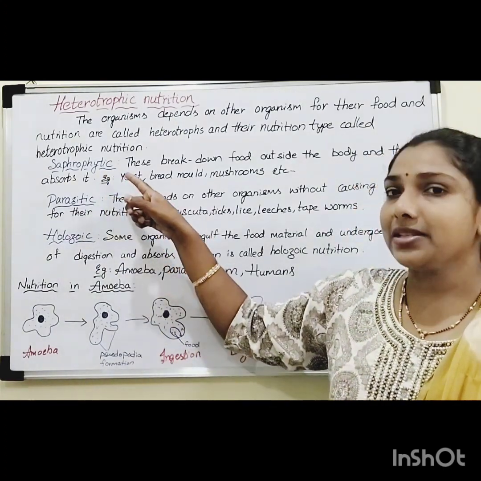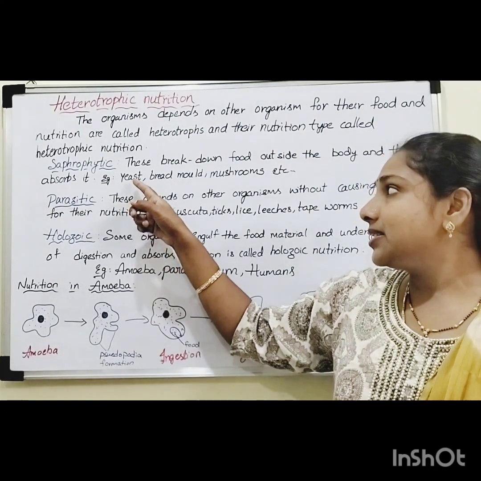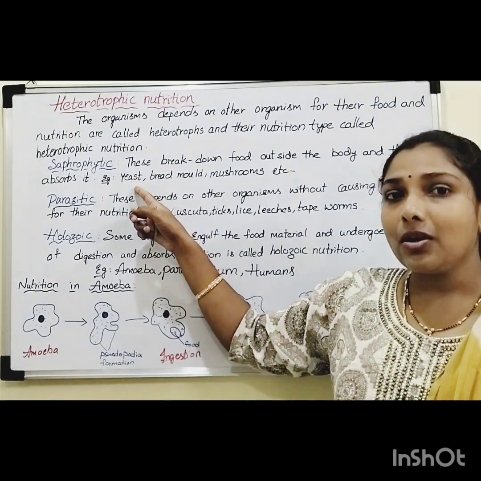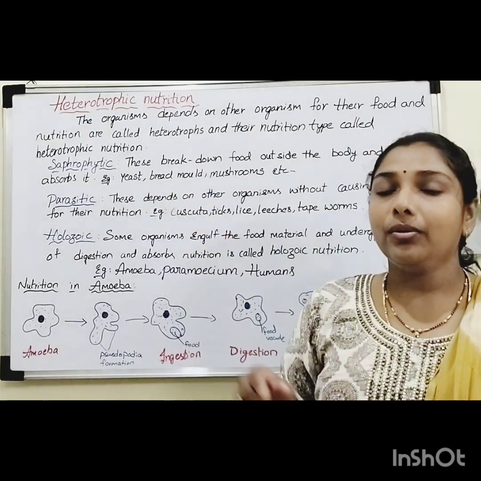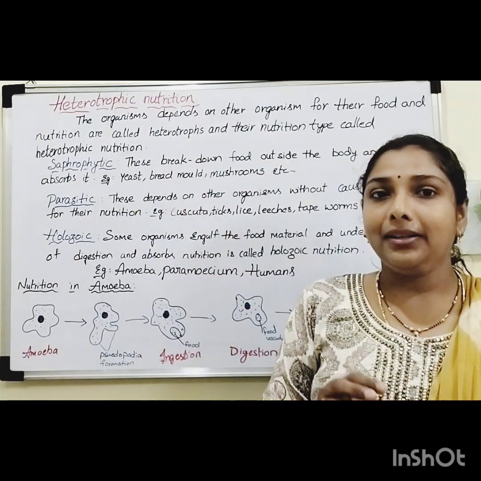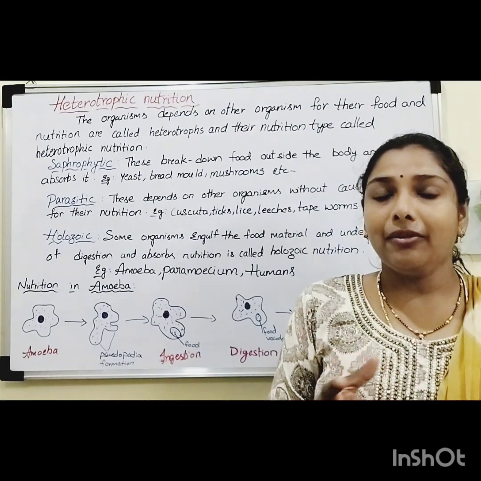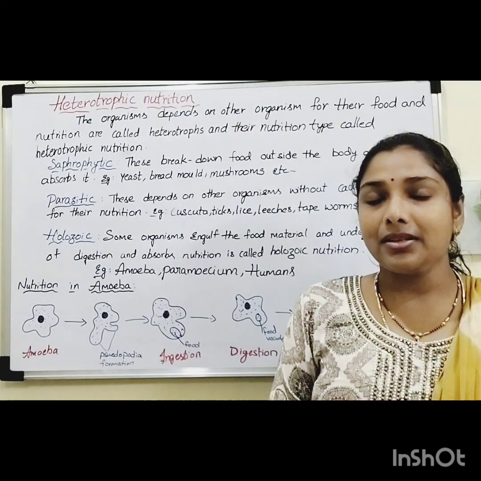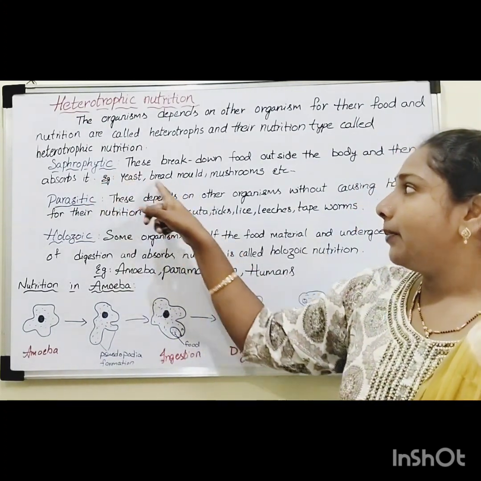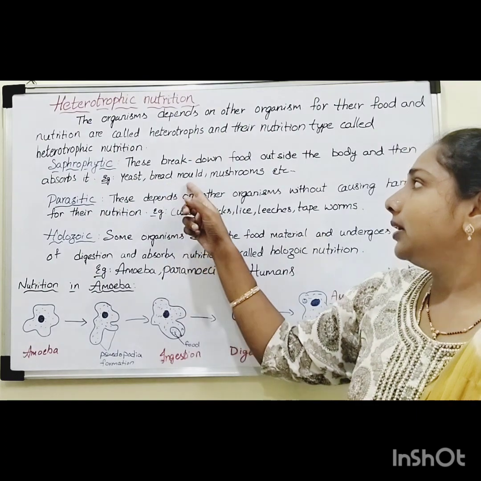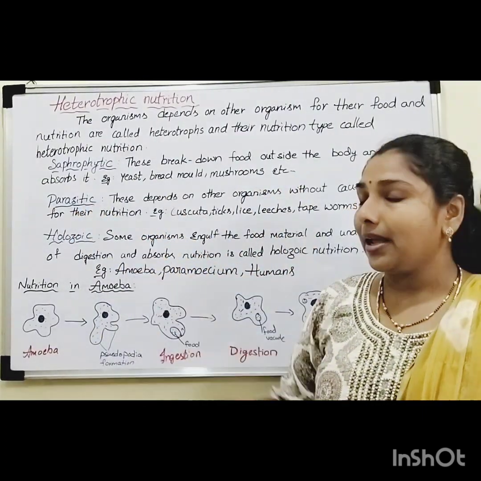Another good example of saprophytic nutrition is yeast. Yeast also belongs to fungi. And bread mold: you know that on bread a white colored fungus we can observe in our refrigerators. So that is one of the saprophytic types of nutrition. And mushrooms you already know. Next, let's go to parasitic nutrition.